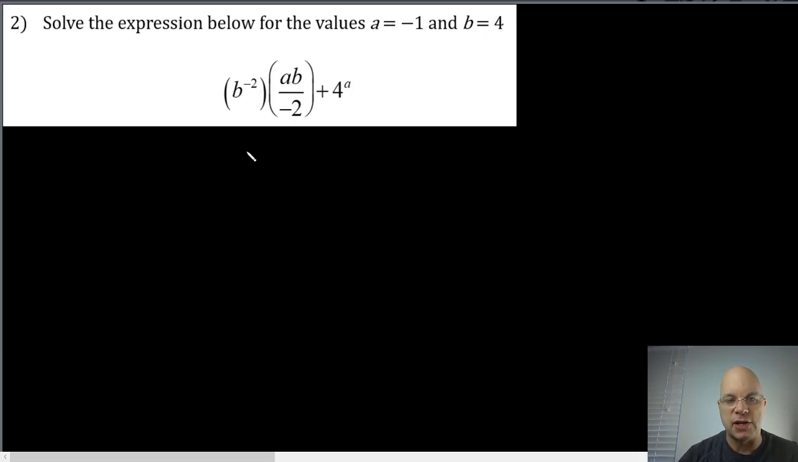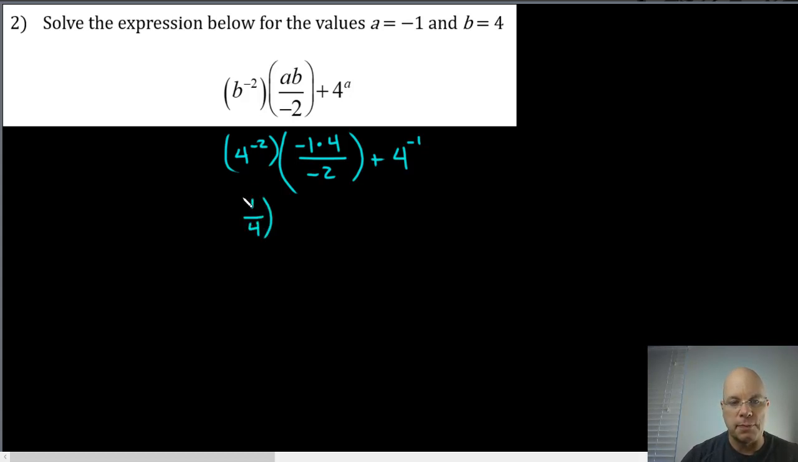And so I have B to the -2nd power, so 4 to the -2nd power, multiplied by the product of A and B, so the product of -1 and 4, divided by -2, plus 4 to the A, and A being -1, so 4 to the -1st power. Now, the way we deal with a negative exponent is by using the opposite exponent, but first taking the reciprocal of the base. In this case, the base is 4, so 4 to the -2nd power is equivalent to 1/4 to the +2nd power.